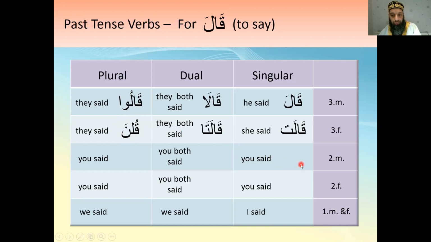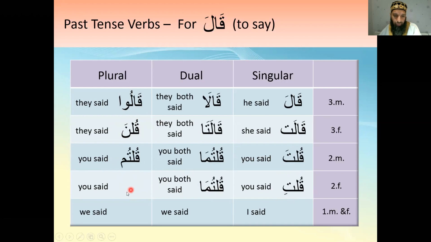What's this one? قلت. Qulta. This one? قلتما. Qultuma. قلتم. Qultum. This one? قلتي. Yep. قلتما. قلتن. Yeah. This one? قلت. Qultu, I said. قلنا. Qulna. Okay, so the whole purpose of this exercise was to show you that there are such verbs called weak verbs.